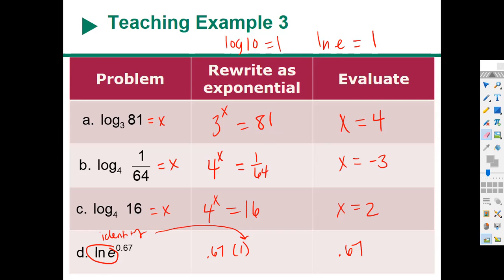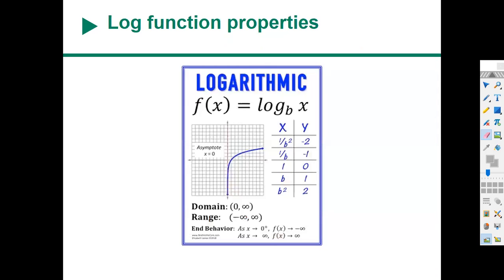All right, questions? None? All right. So now we're going to talk about the log function. Here's your log function. I'm going to pause. I'm going to stop here. So we worked with the, we got 35, right? Yeah. Okay.